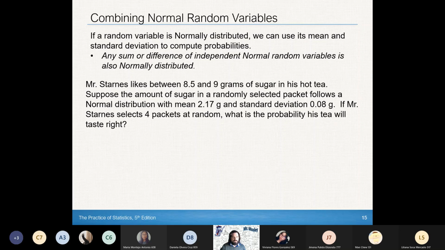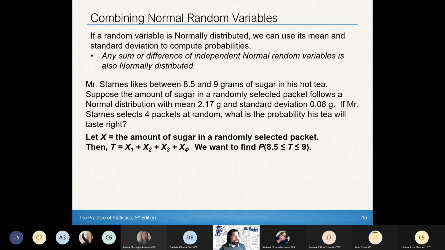All right, so to do this one, we define our random variable X to be the amount of sugar in a randomly selected packet. We're taking 4 packets. They all represent the same random variable, essentially. So then T represents the sum of 4 randomly selected packets of sugar. So we have X sub 1, X sub 2, X sub 3, X sub 4. Again, we use the subscripts to denote this was the first packet chosen, second packet, third packet, fourth packet. We want to find the probability that T is greater than or equal to 8.5 and less than or equal to 9, so between 8.5 and 9 grams.